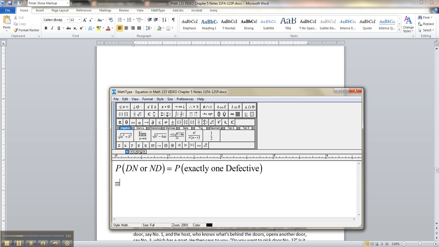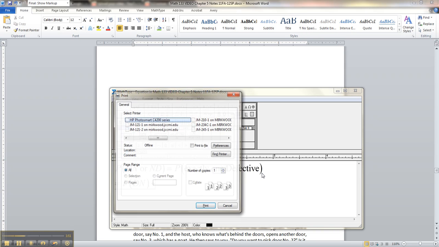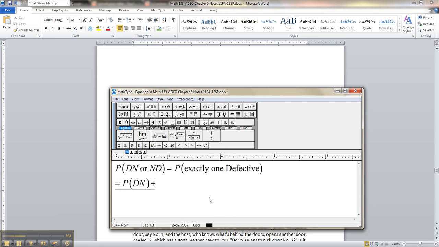Okay, so it's going to be tricky, but we're going to have to find each one separately. So we're going to find the probability of DN, and then we're going to add to it the probability of ND. Now notice those are disjoint, right? Can't have DN and ND at the same time. So this is going to be an addition rule, right? The OR makes an addition rule. There's no point in trying to subtract away something that's both DN and ND, because that's impossible. So this is just the addition rule for disjoint events.